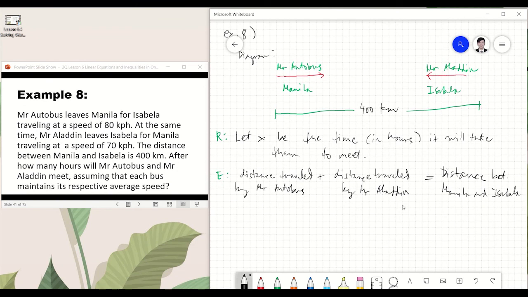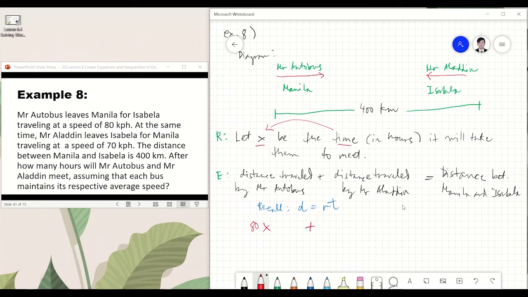So, paano natin makukuha yung mga distance? So, take note, this is something that you need to recall. The formula to get the distance is simply rate times time. So, yan yung gagamitin natin. So, para makuha yung distance traveled by Mr. Autobus, that's simply the rate times the time. Ano ba yung rate ng pag-travel ni Mr. Autobus? So, that is 80 kilometers per hour. So, magiging 80 times time. Hindi pa natin alam yung time, di ba? Yung time, ginawa natin siyang x kasi hindi pa natin alam. So, magiging 80x.